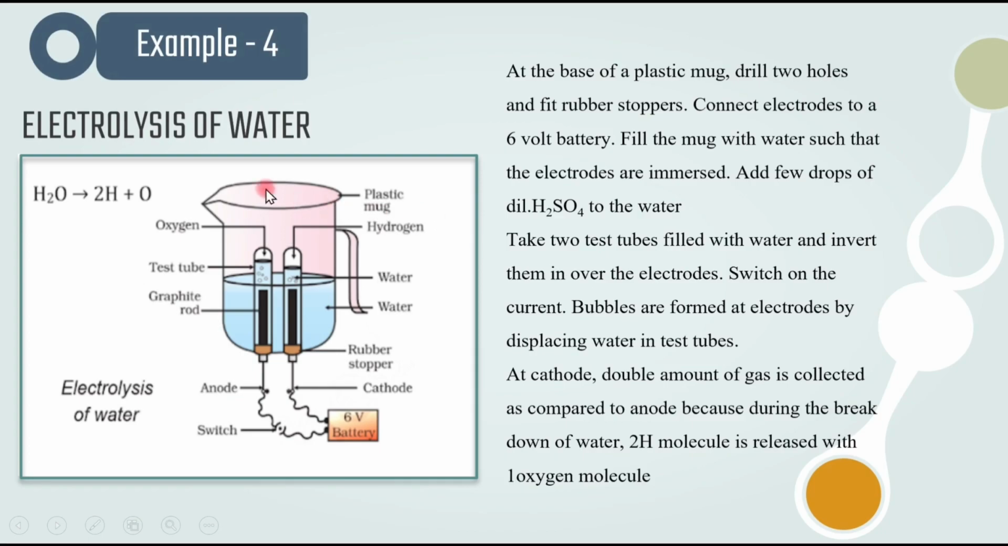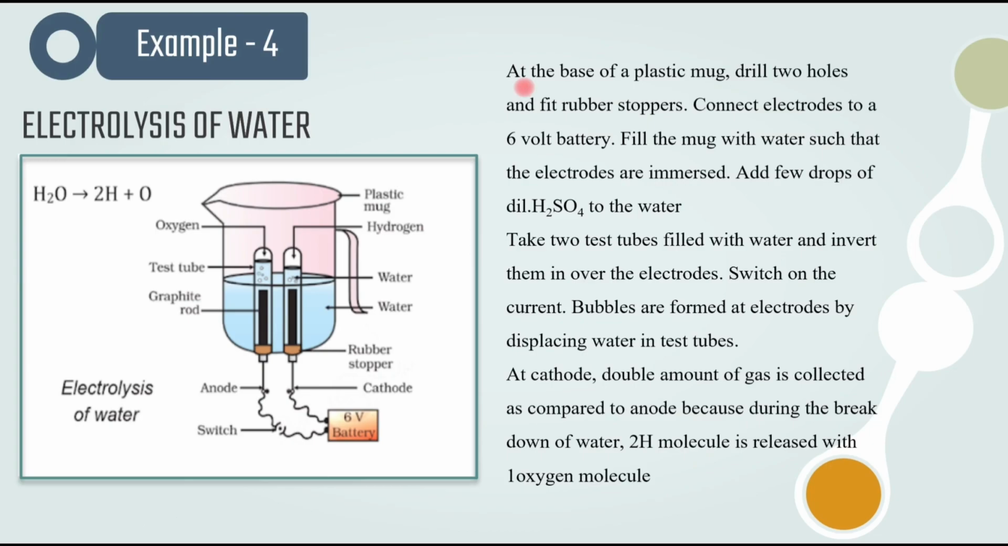Example 4. Electrolysis of water. Dear student, electrolysis of water is a process in which water decomposes into hydrogen and oxygen by using electricity. In this experiment we will study the electrolysis of water. We have to arrange the experiment in this way.